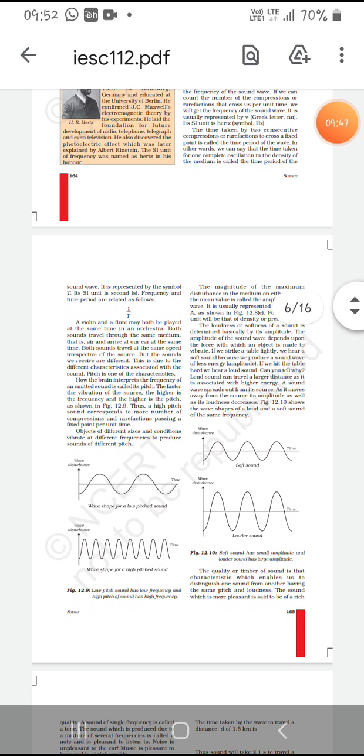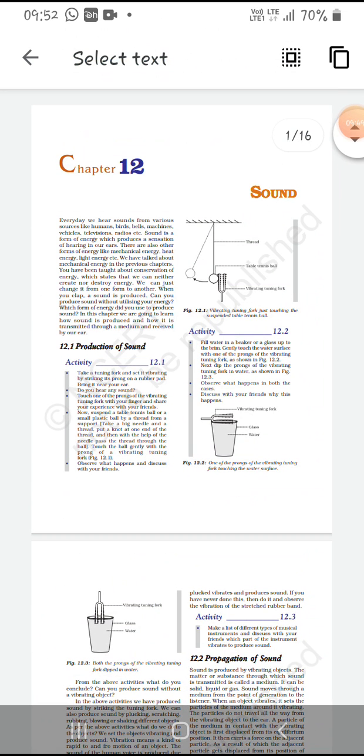Okay friends, till here I have explained the sound chapter: the frequency, amplitude, and corresponding rarefaction. I will explain the next topics in my next video.